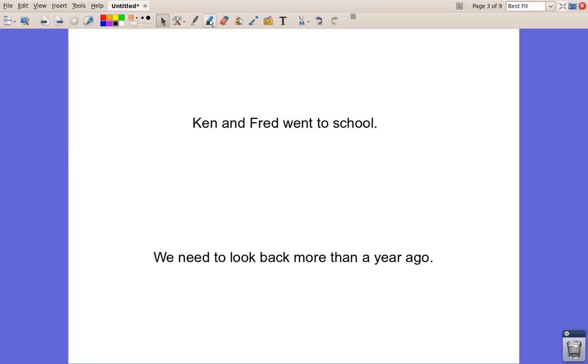Let's look at our first sentence. Ken and Fred went to school. I actually put a sneaky one first. But if you look at it for a minute, first thing you want to do is identify the verb. That helps give you a pretty clear line of delineation here. So in this sentence, what's the verb going to be? If you said went, you're absolutely correct.